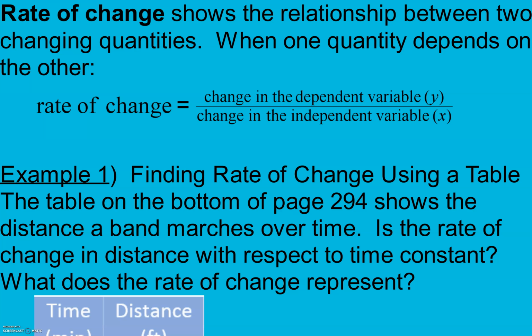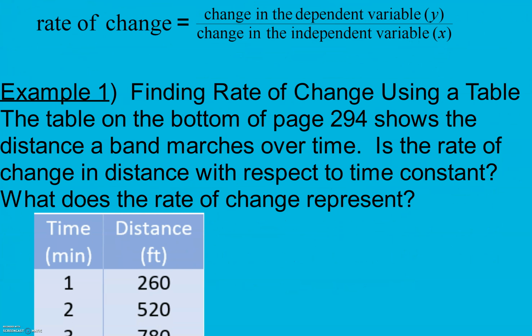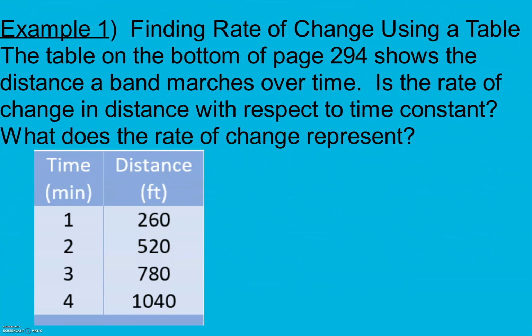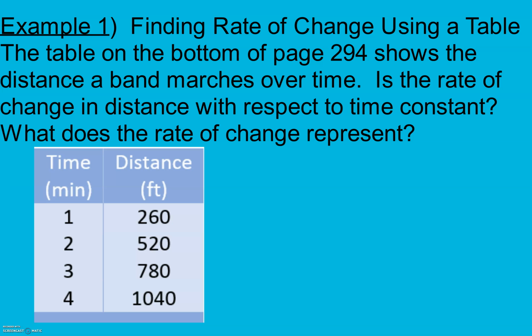The table on the bottom of page 294 shows the distance a band marches over time, and I have that here as well. Is the rate of change in distance with respect to time constant? What does the rate of change represent? So here, we're going to check and see what our rate of change is in between each of these time periods.